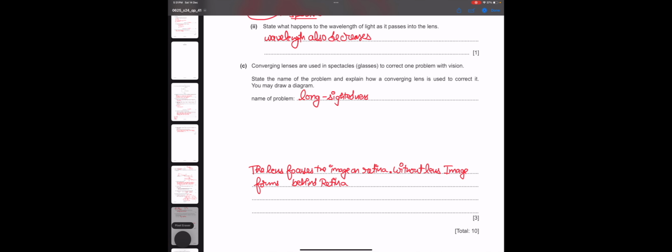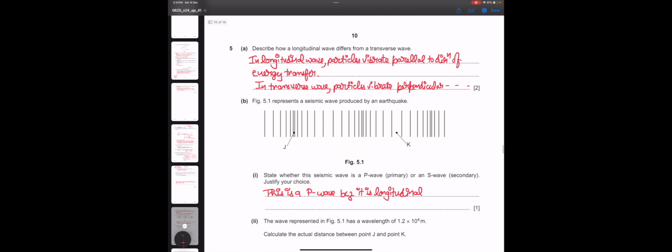Let me see if I can edit this. You can see that the image is formed behind the retina. It should form here. Retina is here, so it should form here. Now, when we use a convex lens, then the bending happens more. So then they directly form at the retina. This figure you can draw and then you can mention these points that the lens focuses the image on the retina. Without the lens, image forms behind the retina. And the other reasons are also given there. Just have a look. Make sure to take a screenshot of this.